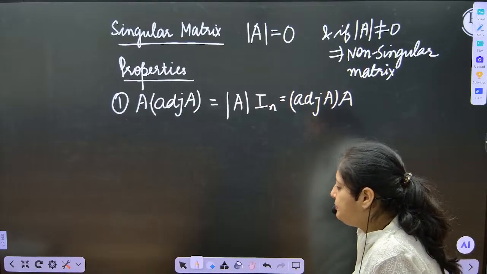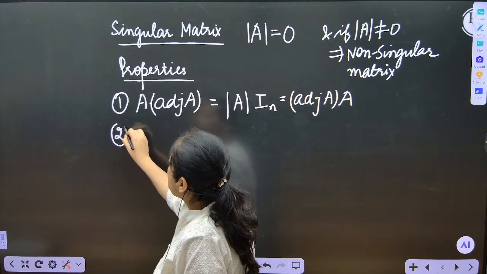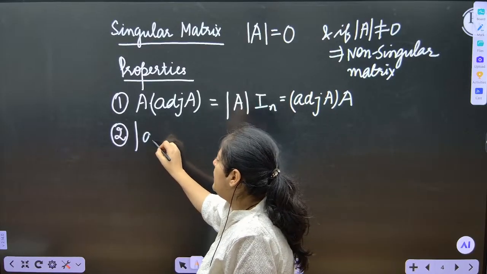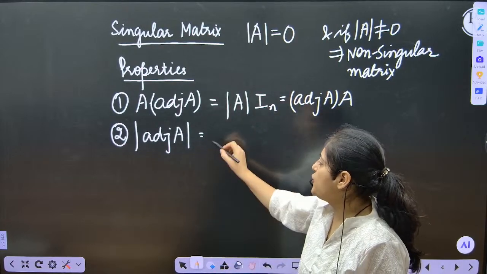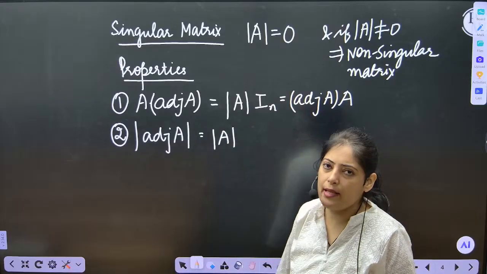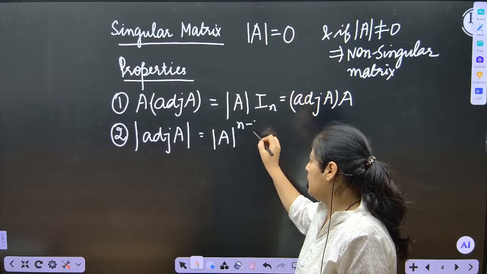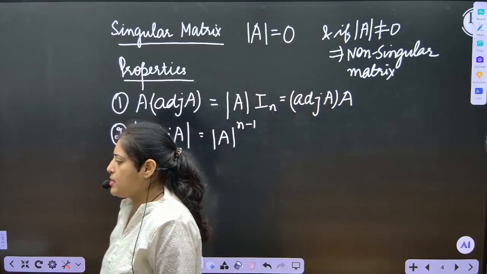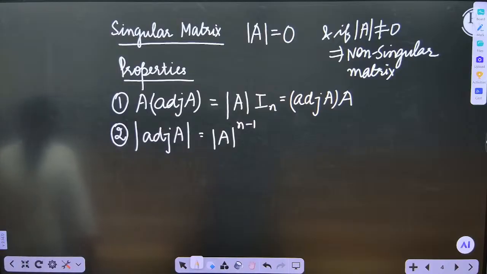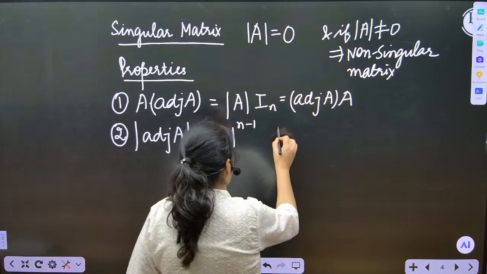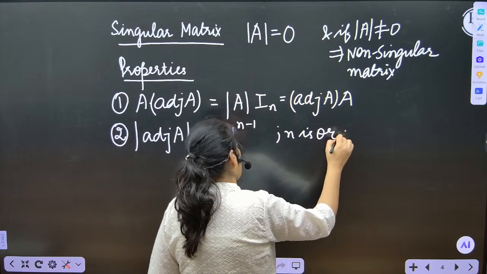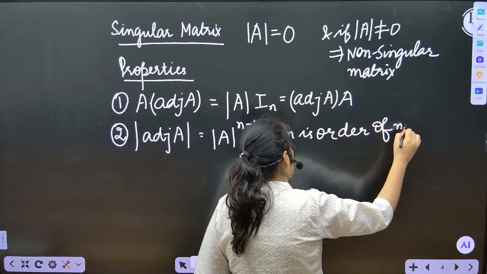Second property: determinant of adjoint of A. Determinant of adjoint of A is nothing but whatever the determinant is for A, it will become the power n minus 1, where n is the order of matrix A.